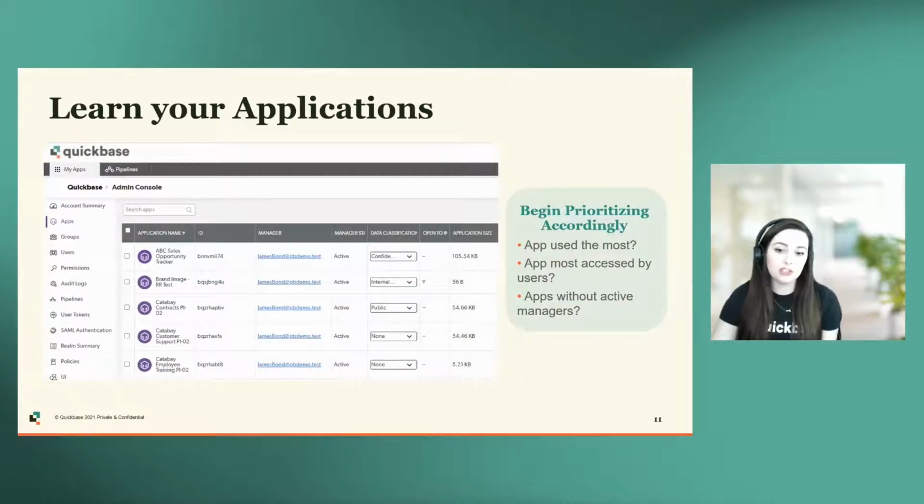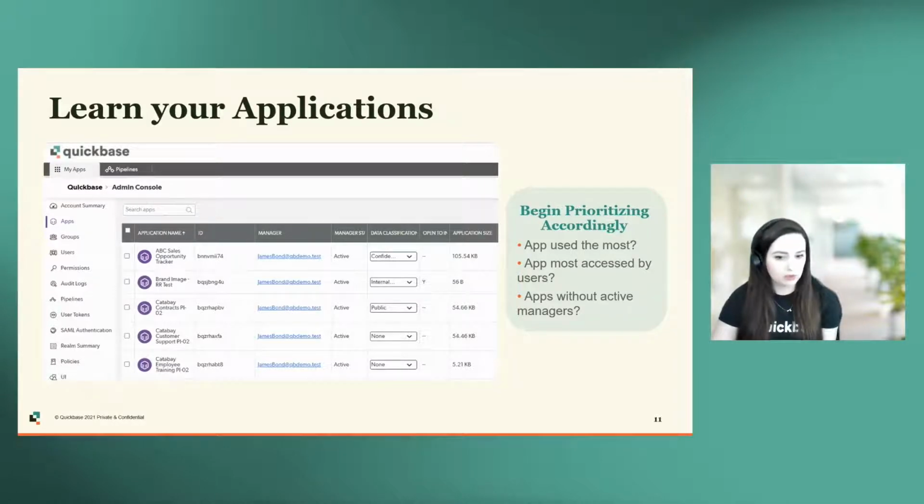Another key component to being a successful account admin is knowing your apps. On the apps menu, you'll see every application that exists within your account. You'll see how many users have been invited to each of these applications, the app space, file attachment space, the amount of APIs that are being used, and who is the app manager, and of course, much more information here as well. You may be asking, why is this section important?